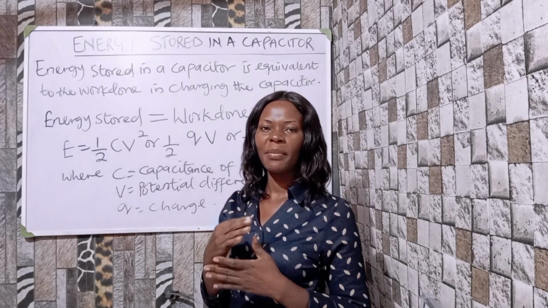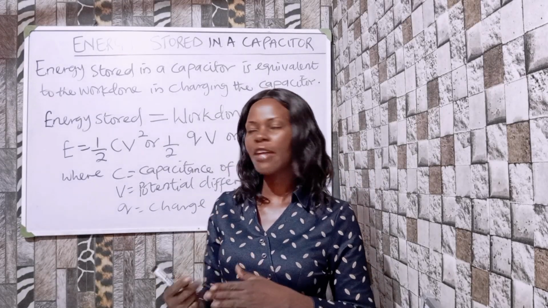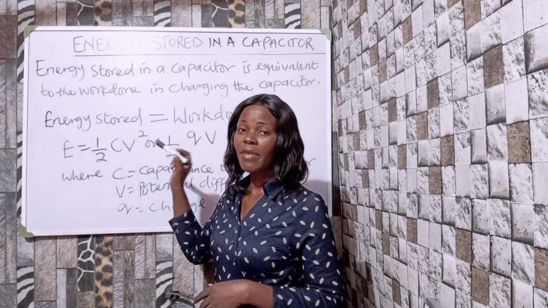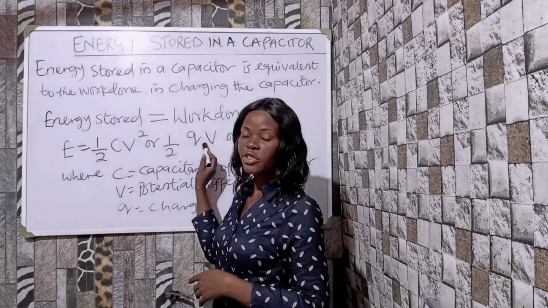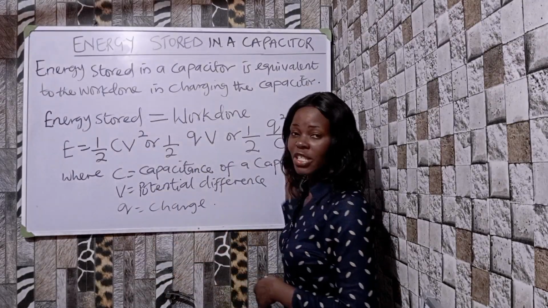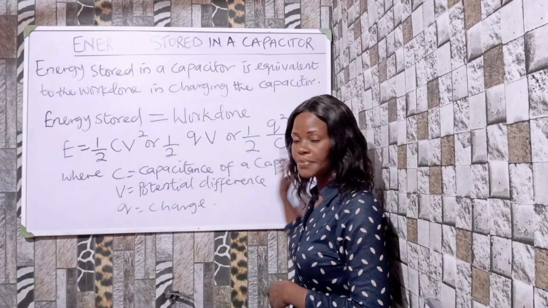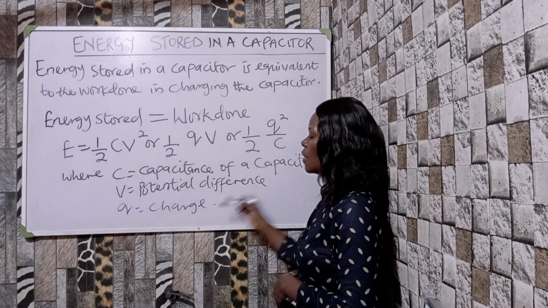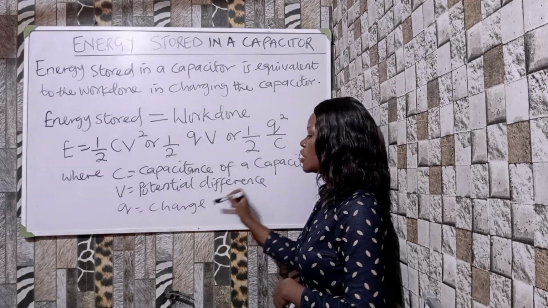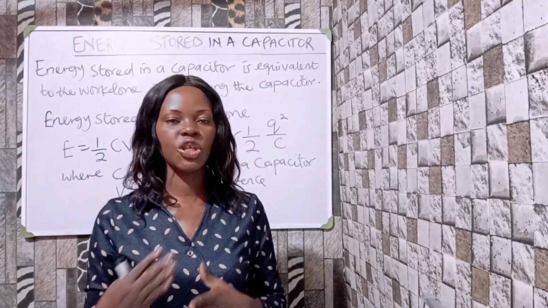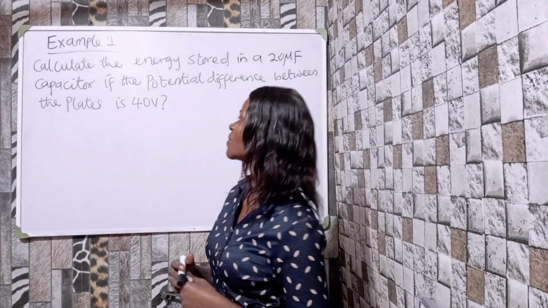Now, depending on the parameters given, if you have the parameters that involve the capacitance and potential difference, you are going to use this one. If you have the parameters that involve the charge and the PD, you are going to use this one. If you have parameters that involve the charge and the capacitance, you are going to use this one. Now what is my C? C is the capacitance of a capacitor, V is potential difference, and Q is charge. So we are going to look at how we can use this formula to solve for energy stored in a capacitor. Stay tuned. Let's solve this example on the board.